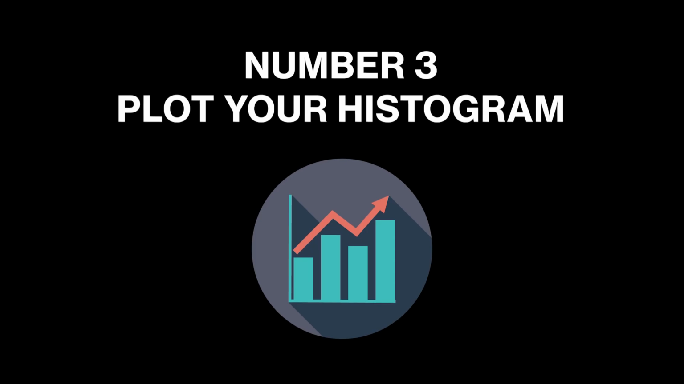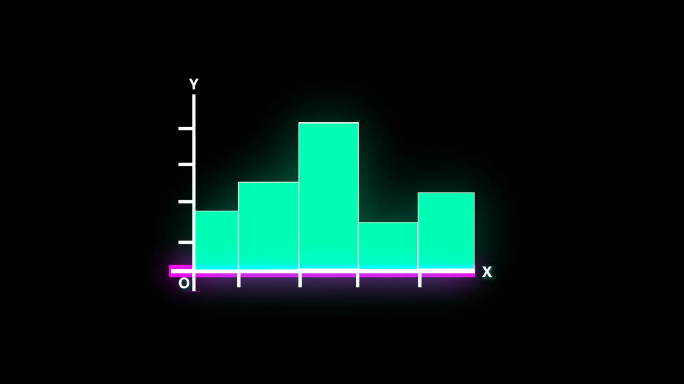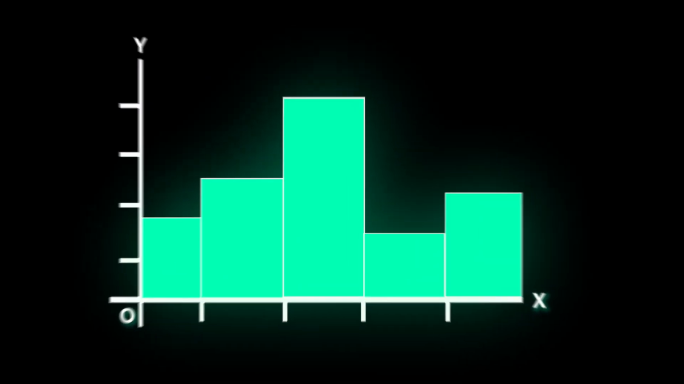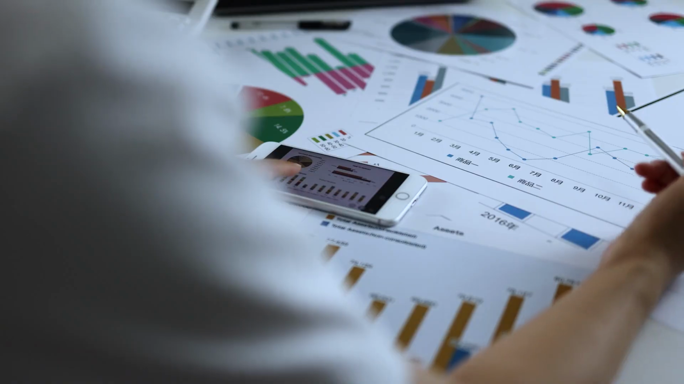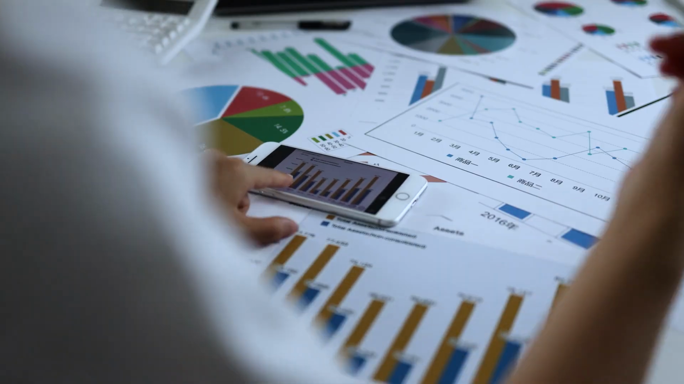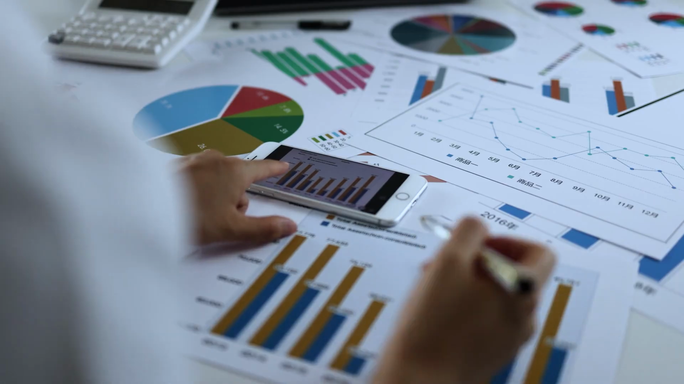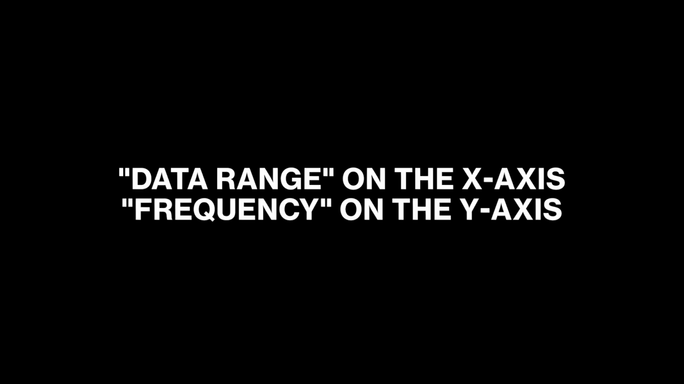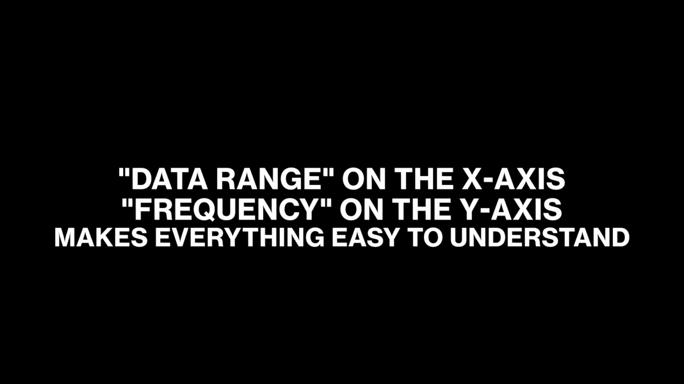3. Plot your histogram. Your bins go on the x-axis, and on the y-axis, you have the frequency, which tells you the number of scores belonging to each grouping. The height of your bars will depend on the frequency. Keep bar widths consistent and label your axes clearly. Data range on the x-axis and frequency on the y-axis makes everything easy to understand.